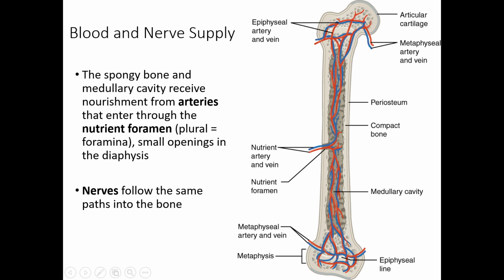Blood and nerve supply. So, through the special nutrient foramina right here, right here, right here, blood vessels are going inside of the bone, arteries and veins. Nerves also enter the bone through the same openings.